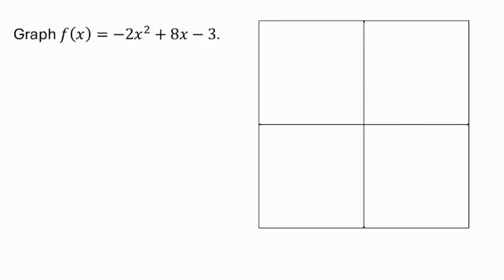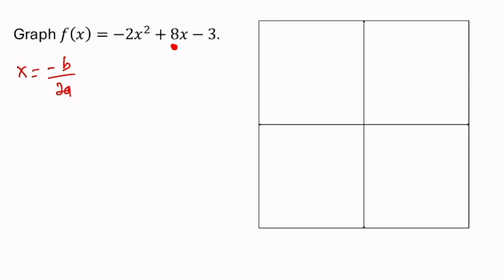In this question, we are attempting to graph the quadratic function f of x equals negative 2x squared plus 8x minus 3. Now, since the graphs of quadratic functions are symmetrical, we're first going to start off by finding the axis of symmetry. So we're going to use x equals negative b over 2a.